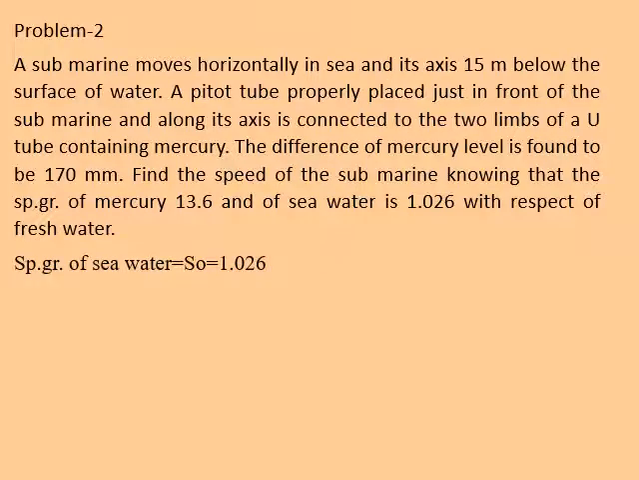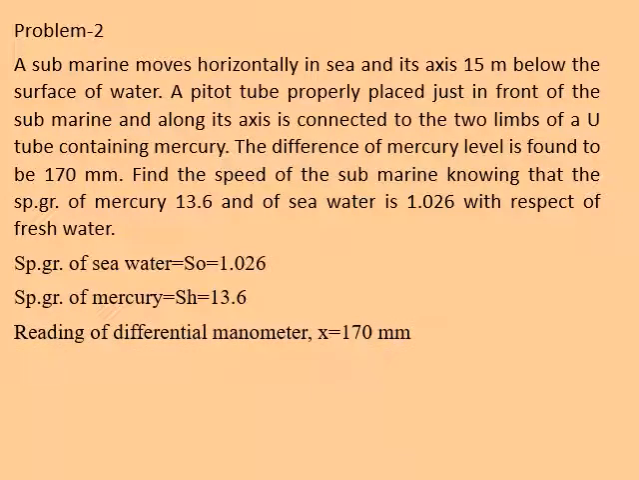So here the specific gravity of sea water, S_o, is equal to 1.026. The specific gravity of the mercury, S_h, is equal to 13.6. The reading of the differential manometer is given as x equal to 170 millimeter.